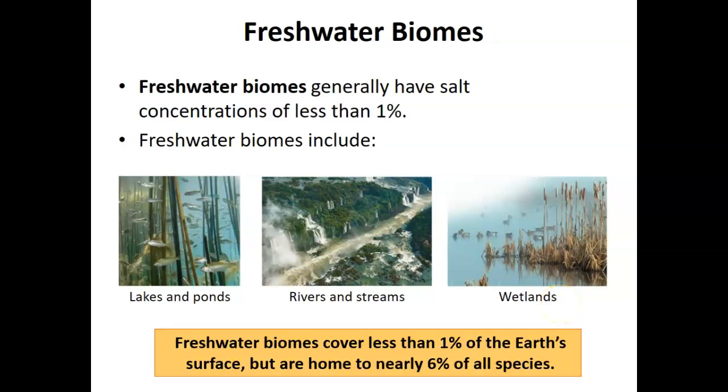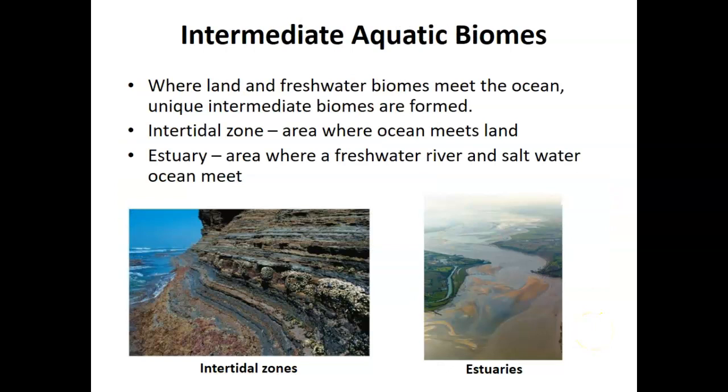Freshwater biomes cover less than 1% of the Earth's surface, but they are home to nearly 6% of all species that live in the water. The second type of aquatic biome is called intermediate aquatic biomes. Those are the zones where land and freshwater biomes meet the ocean. There are two different subtypes of intermediate aquatic biomes. One is called the intertidal zone. The intertidal zone is the area where ocean meets land. The other one is called estuaries. Estuaries are the areas where a freshwater river and a saltwater ocean meet.